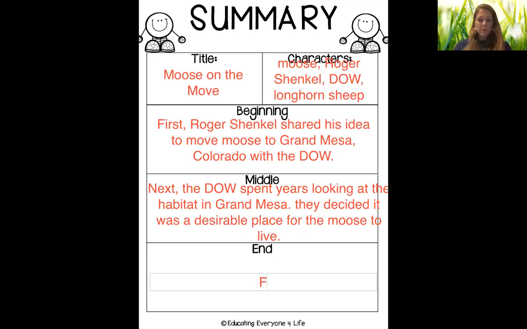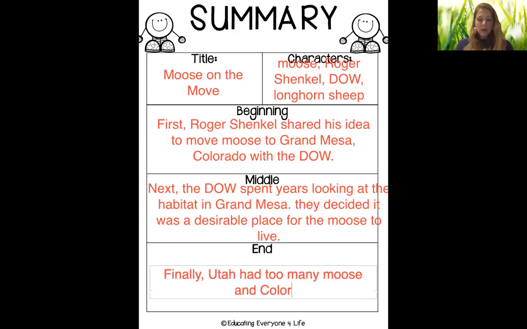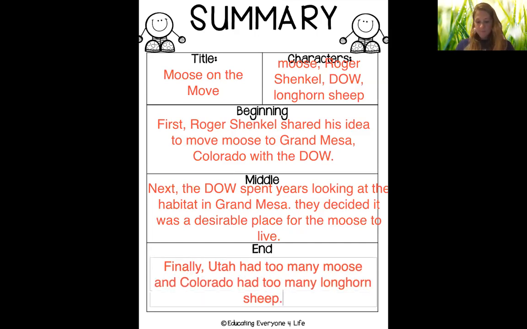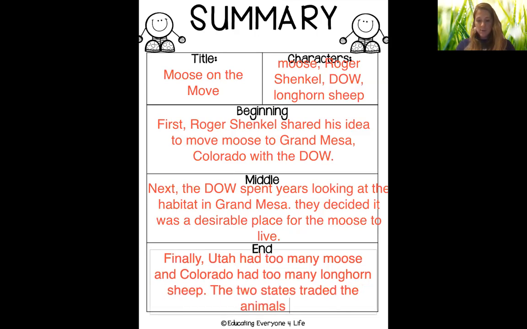So, okay, I'm going to start this off with finally, comma, Utah had too many moose and Colorado had too many longhorn sheep. The two states traded the animals to help with overpopulation. Okay, so that's our basic idea. That's the summary of what we read.